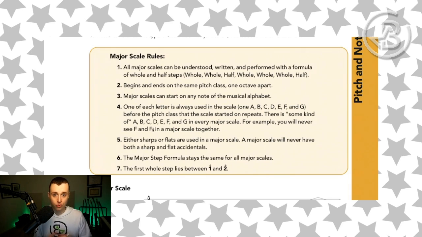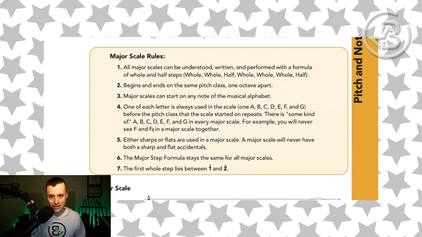When we look at writing major scales, either sharps or flats are used in a major scale. Just like with the chromatic scales, we either use sharps or we use flats. A major scale will never have both sharp and flat accidentals. And the major step formula, that whole, whole, half, stays the same for all major scales. And the first whole step takes place between scale degree 1 and 2.